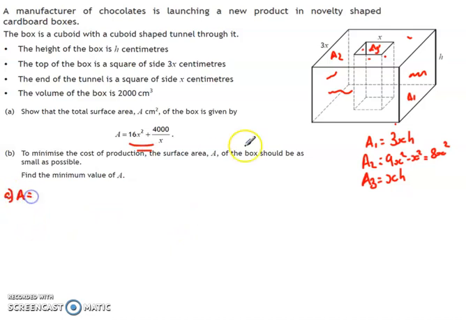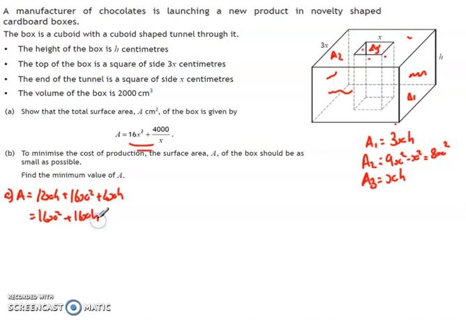So I know that my surface area is going to be given by 4 of the outside edges here, so essentially 4 of the A1s. So 4 of these, which gives me 12xh. I'm then going to add on a top and a bottom, so add on 2 of the tops and bottoms, so 2 of these A2s. So that's going to be plus 16x squared. I'm then going to have 4 of the inner faces here, so 4 of the A3s, so it's then going to be plus 4xh. So simplifying that, I'll end up with 16x squared plus 16xh.